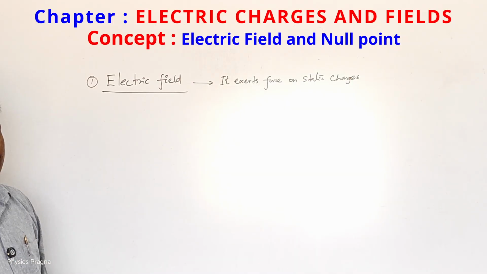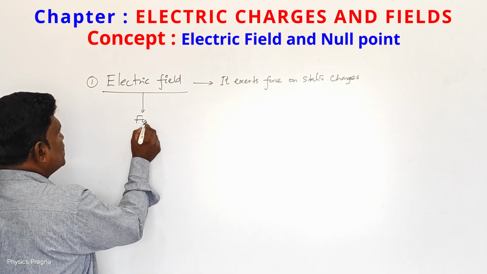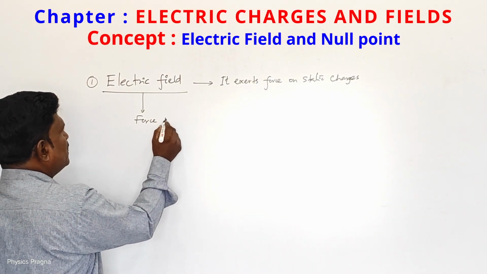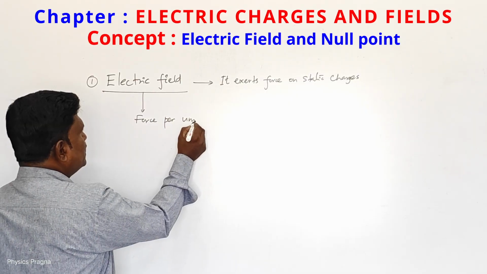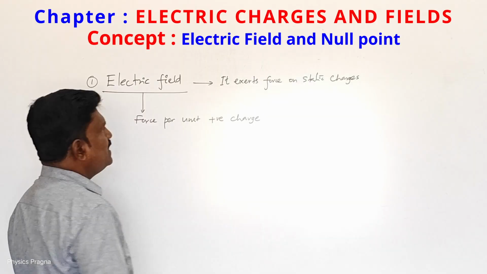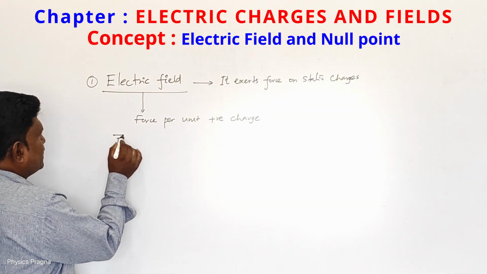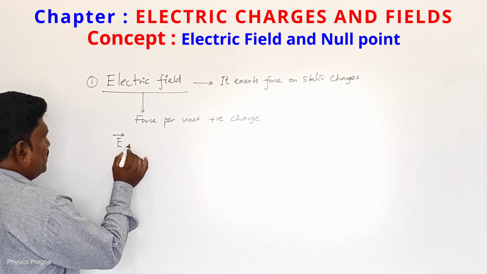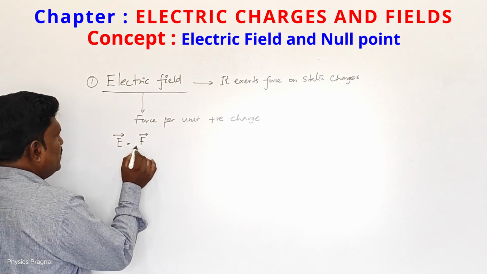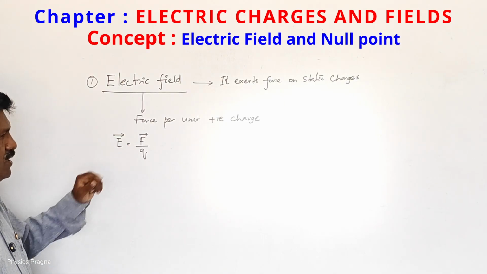What is the definition for the electric field? The definition for the electric field is force per unit positive charge. That is the definition of electric field. So electric field is a vector. E bar is equal to F bar by Q. This is the formula as per the definition of electric field.